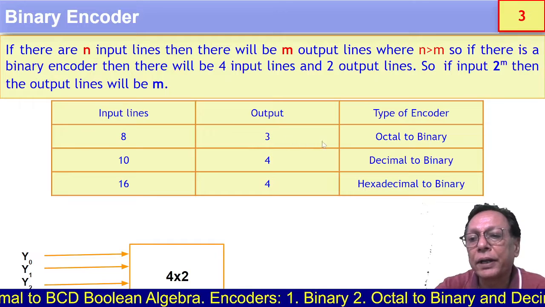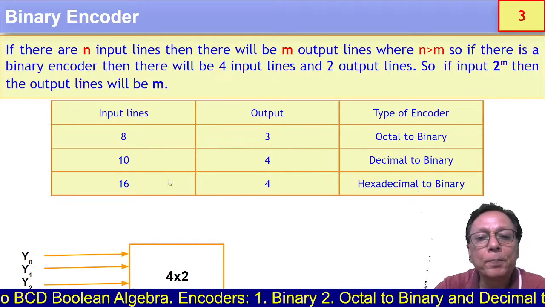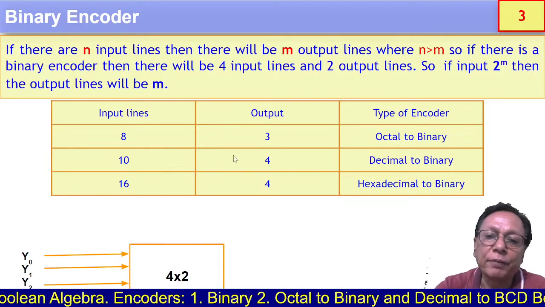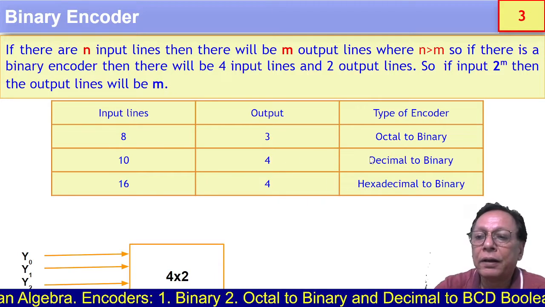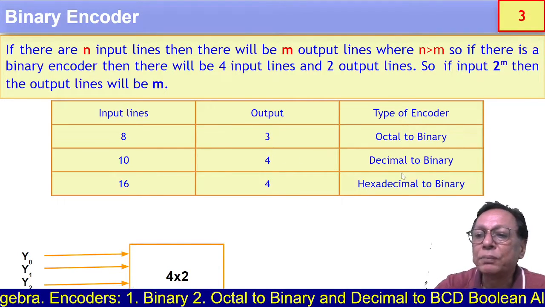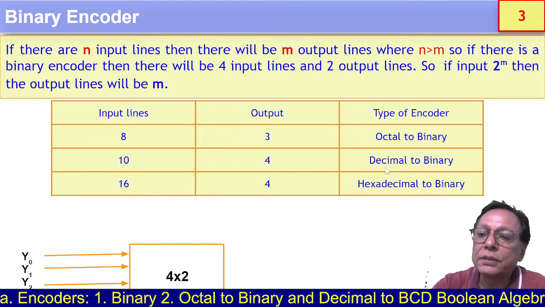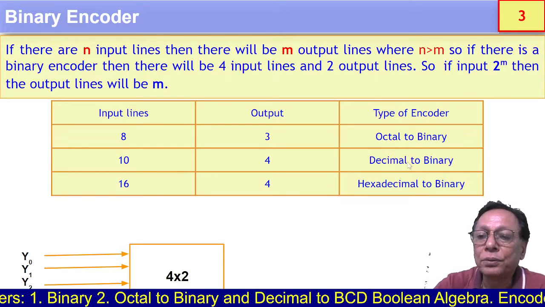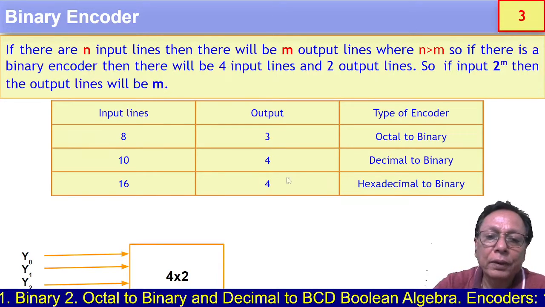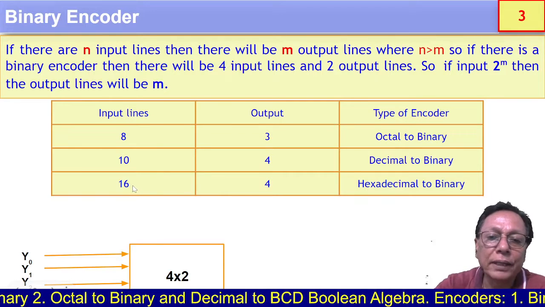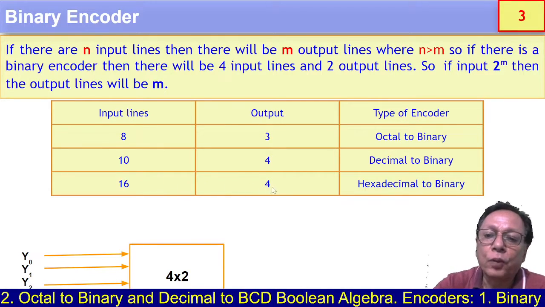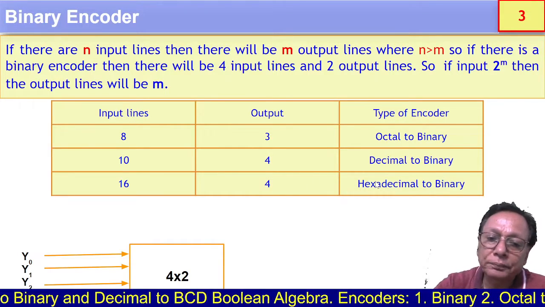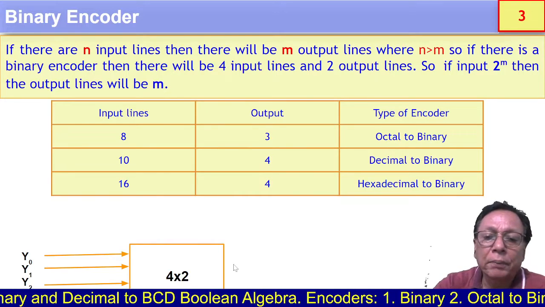So this is known as the octal to binary encoder. If there are 10 input lines, then output lines will be 4, and this is the decimal to binary encoder, because decimal contains 0 to 9, or 10 digits. And if there are 16 input lines, then there will be 4 output lines, and this is the hexadecimal to binary encoder. So I am going to discuss the binary encoder first.